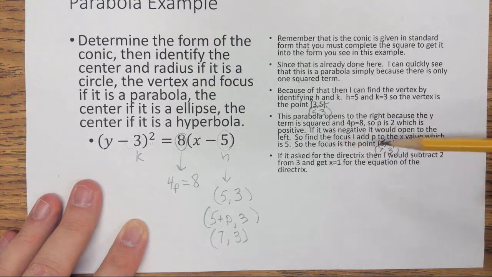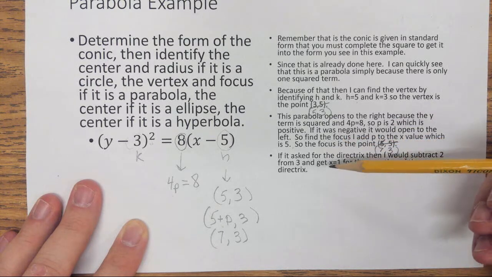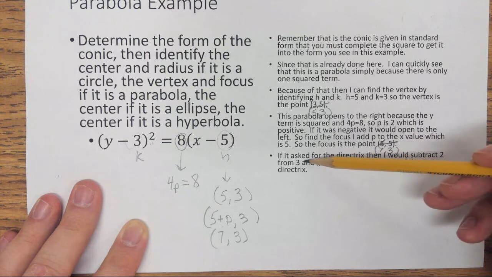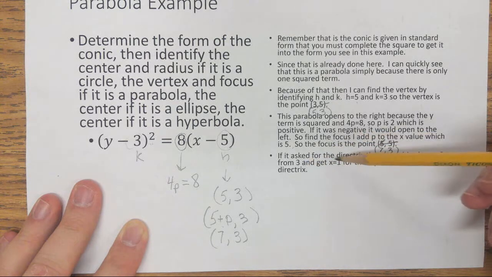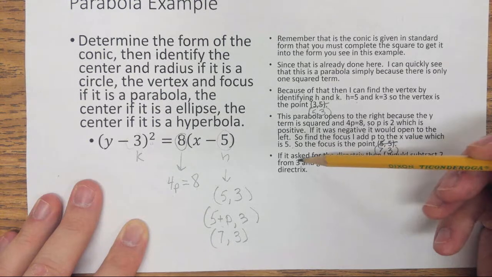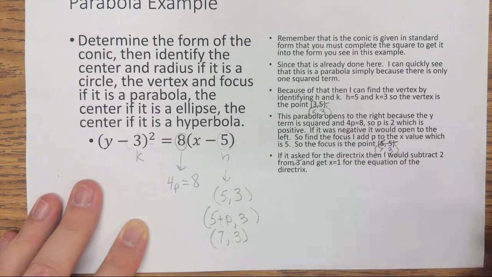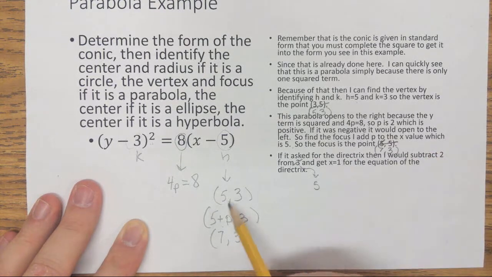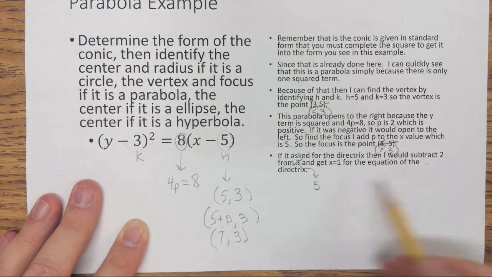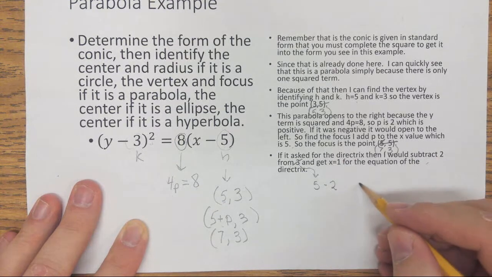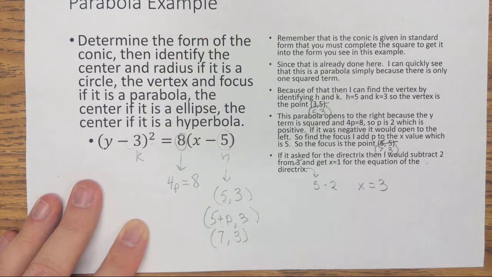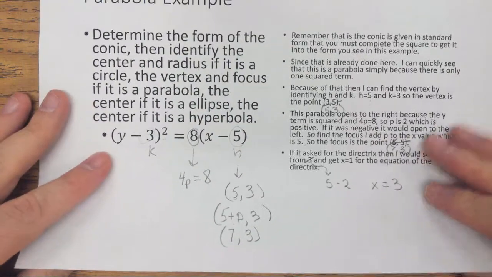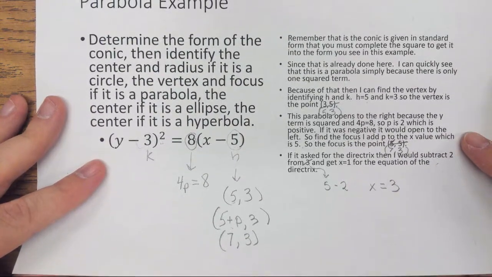If it asks for the directrix, then I would subtract 2 from 3 and get x equals 1. But I'm not subtracting from 3. Sorry about the confusion here. This number should be 5, because it's 5 here, and I'm subtracting 2 from that, so I get x equals 3 as my equation for my directrix. Okay? Alright, so that's all the information that we need.